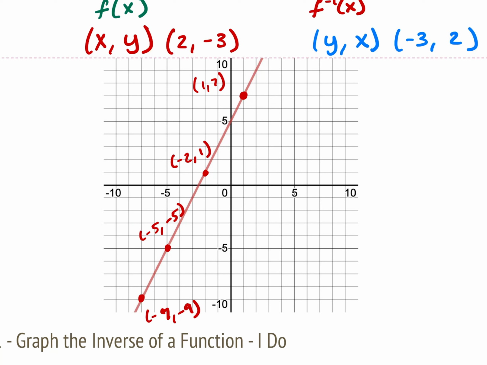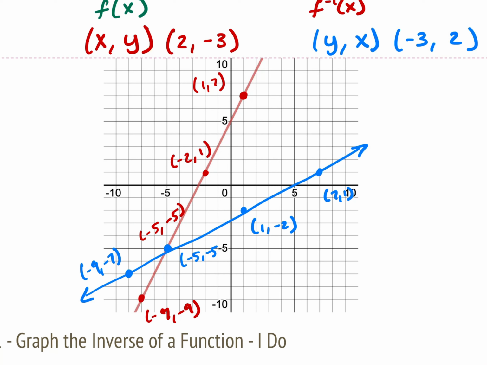So the first one, (-7, -9), becomes the opposite, (-9, -7), which puts us here, okay? We have (-5, -5) next. We flip those, we get the same exact thing here. Let me label those, (-9, -7), (-5, -5). The next point, (-2, 1), we flip those, we get (1, -2). Okay, and then (1, 7) becomes (7, 1). Now I draw my straight line, as straight as can be, and there it is.